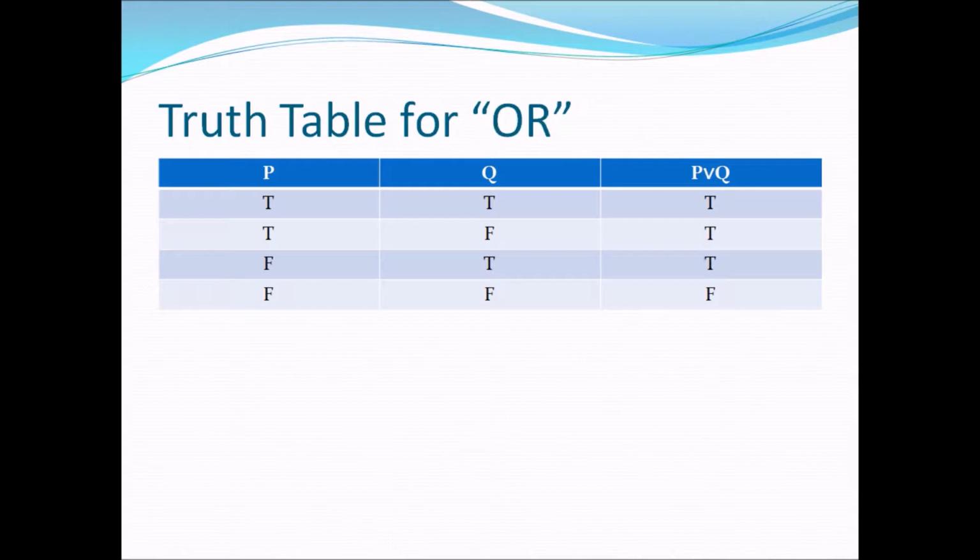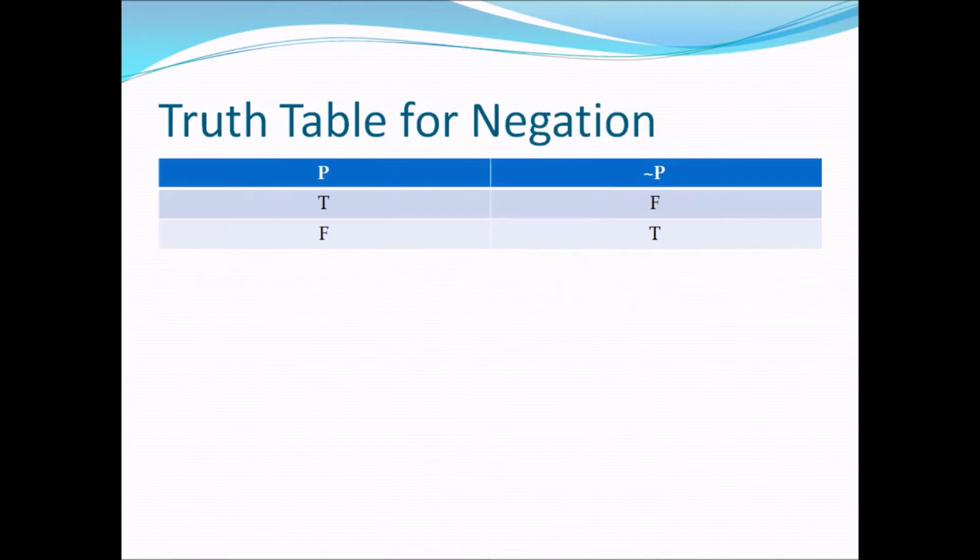So the truth table for or, notice P or Q is true when both of them are true, P is just true, Q is just true, and so it's either one or both. And it only receives a value of false when both P and Q are false. In negation, it's pretty simple. P is true, not P is false. P is false, not P is true.